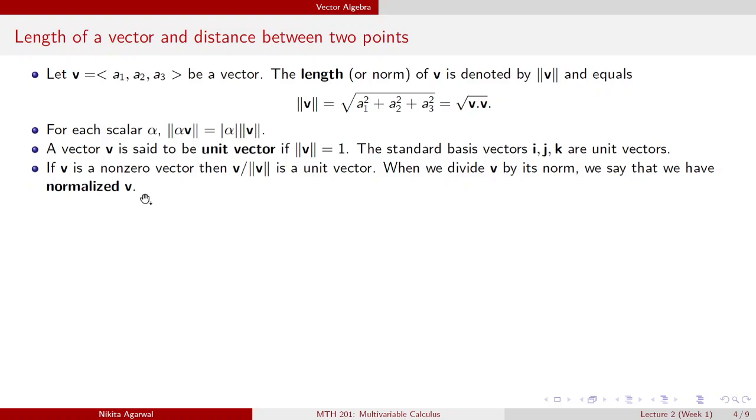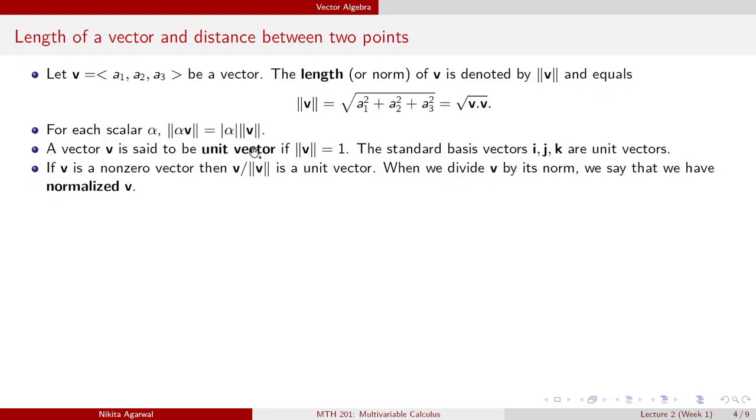Now, if you start with a non-zero vector, you can divide the vector by its length and then it becomes a unit vector. Why? Because if you take the length of this new vector, where alpha is equal to 1 by the length of V, and you use this property, what you get is length of V by length of V, which is equal to 1.